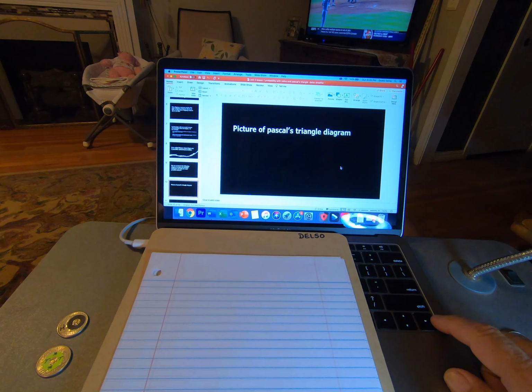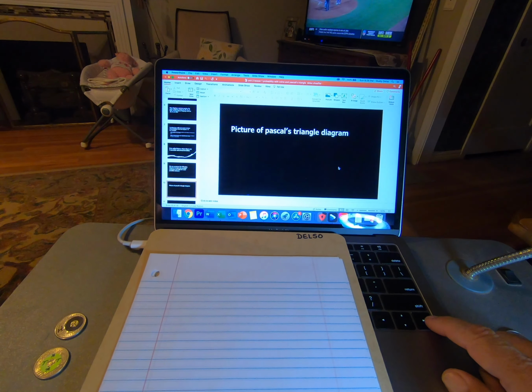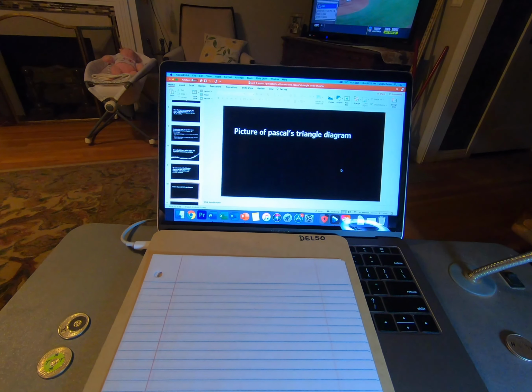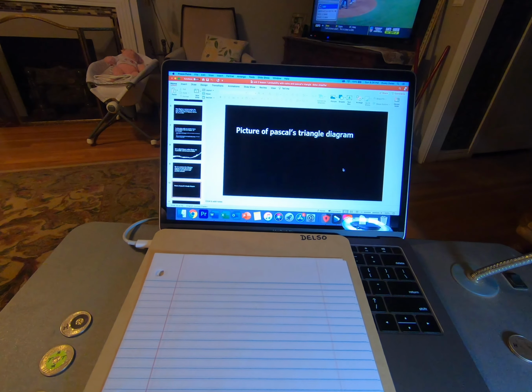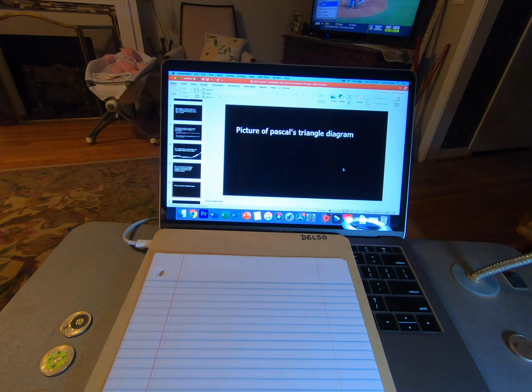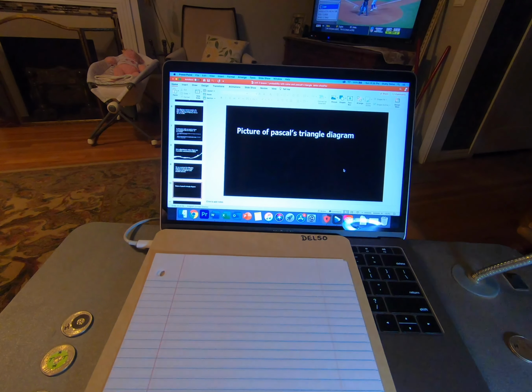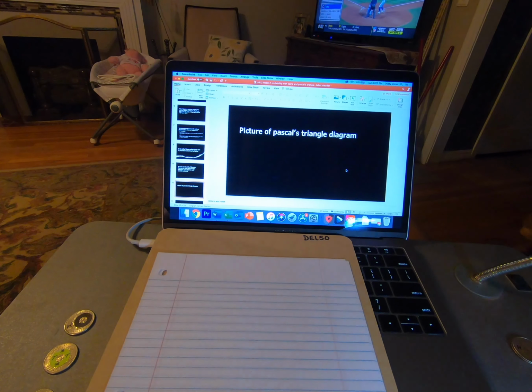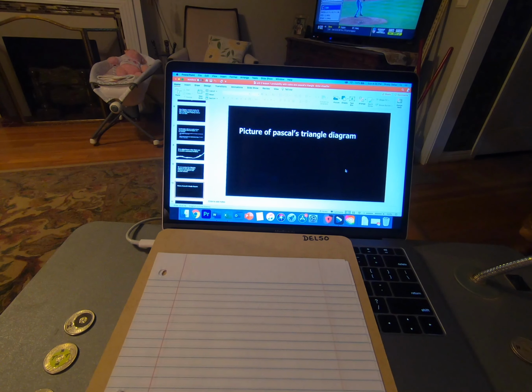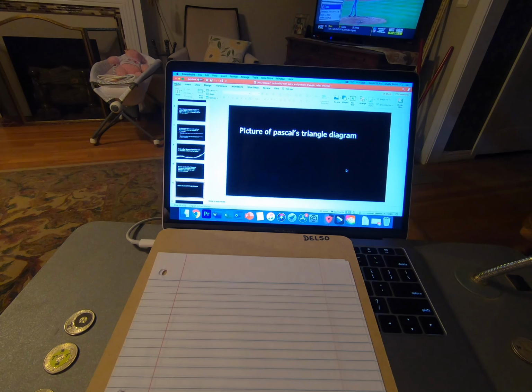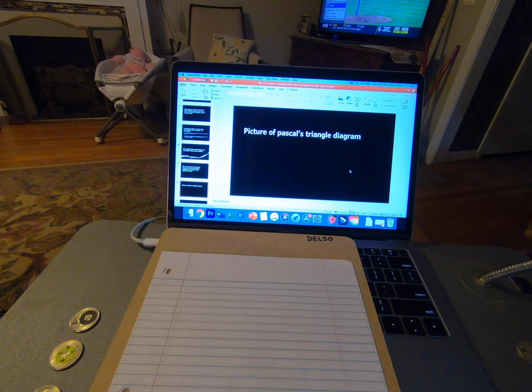So we need a picture of the Pascal triangle diagram, and I'm going to have to dig that up for you. Let's see if I can do that. I bet I can. Yep, here it is right here.